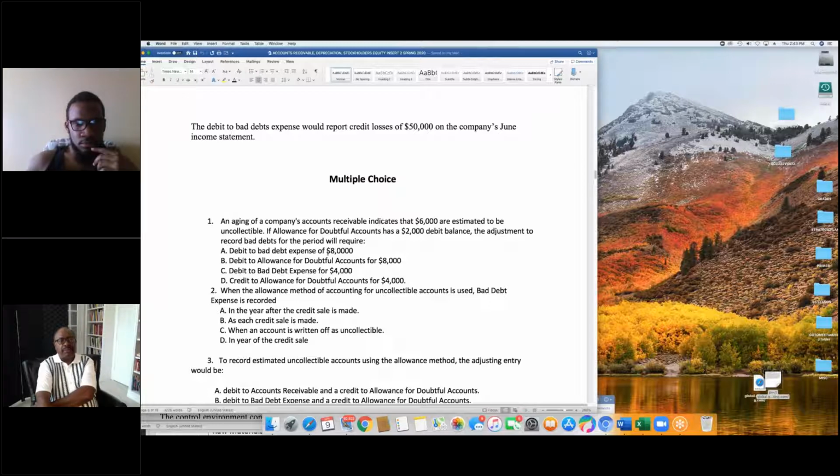It's actually A, because it doesn't have a credit balance, it has a debit balance. So because that balance is debit, we have to add it. So the actual answer is A, 8,000.